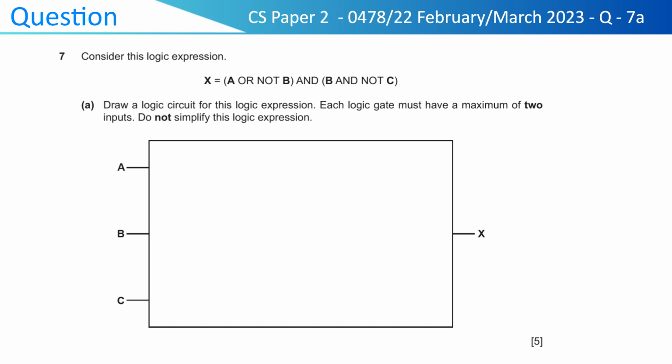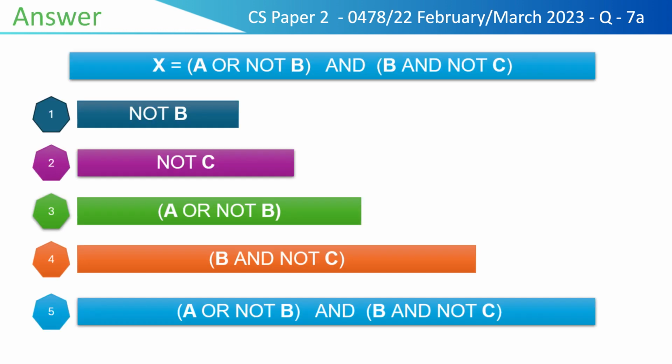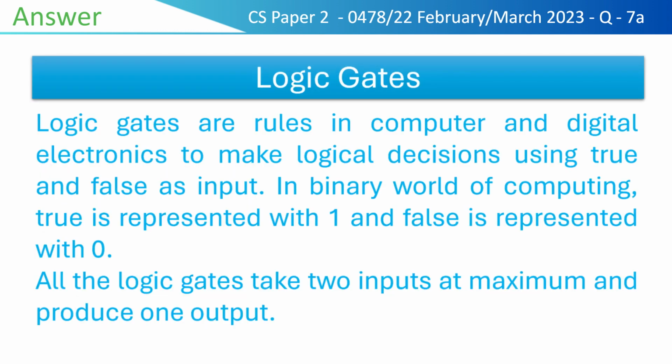Now let's analyze the question to obtain full marks. This question has 5 marks, and if we look closely at the question, it also has 5 parts to draw logical diagrams. Number 1, not B. Number 2, not C. Number 3, A or not B. Number 4, B and not C. Number 5, full expression.